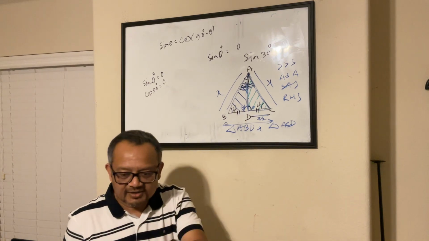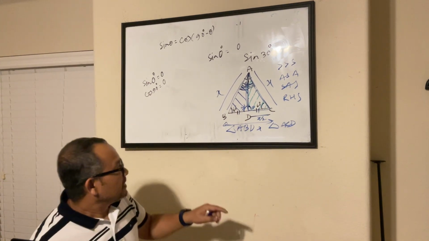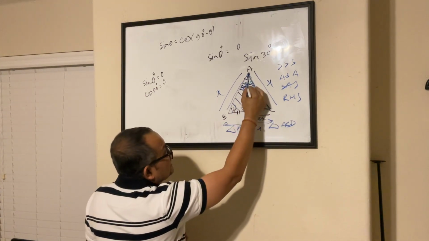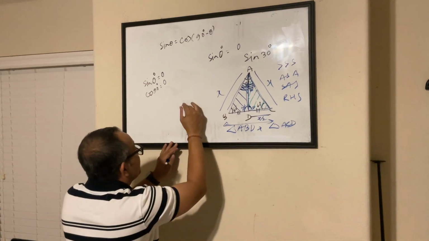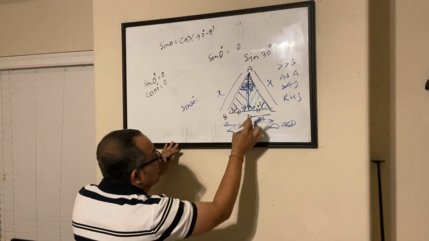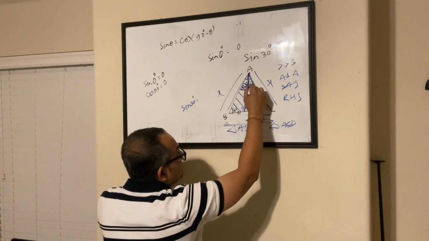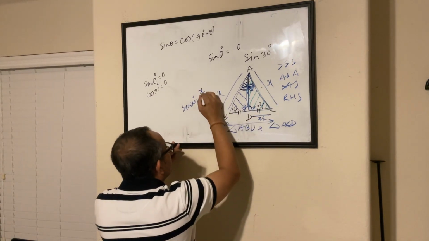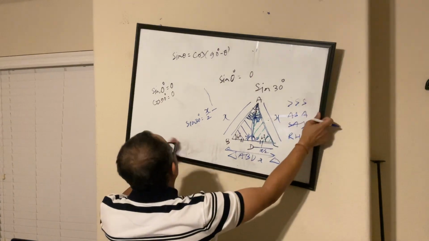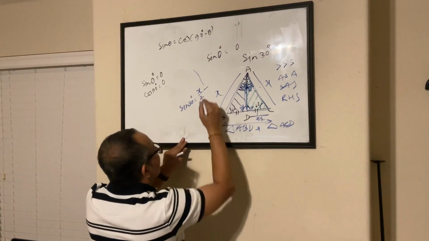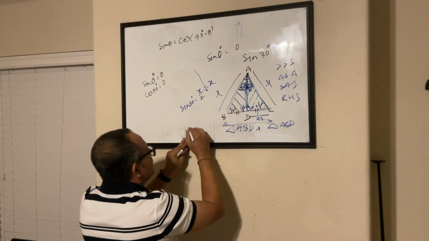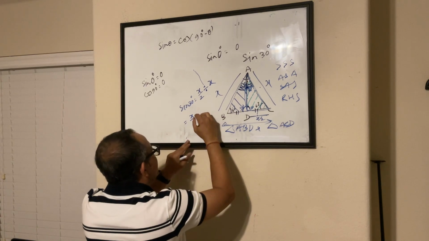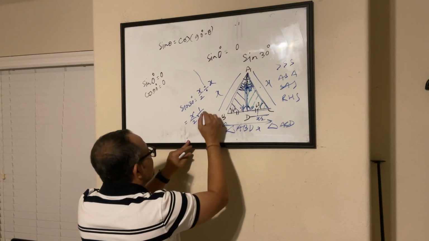Am I going way too fast? No? Okay. So basically, summary: now this is x by 2, and this is 30 degree. So sine of 30 degree is the side opposite to this angle divided by the hypotenuse. The side opposite is x by 2, divided by x. So this becomes x by 2 into 1 by x, which equals 1 by 2.